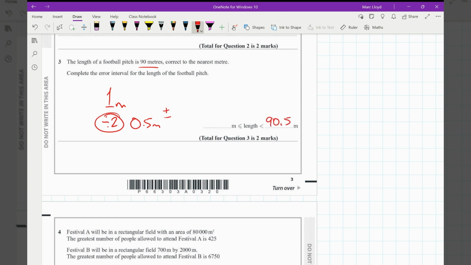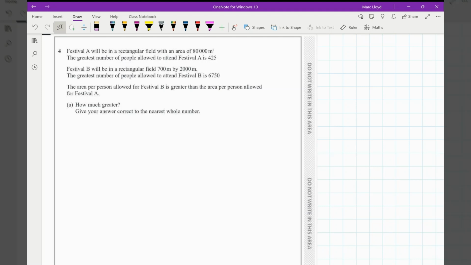Our inequality symbols are dealt with for us, so we don't have to worry about putting them in. And then subtracting the 0.5 gives us the 89.5. Again, use your calculator at all times. Don't rely on arithmetic. In the pressure of an exam, you might make a mistake. That's question 3, done. Question 4.